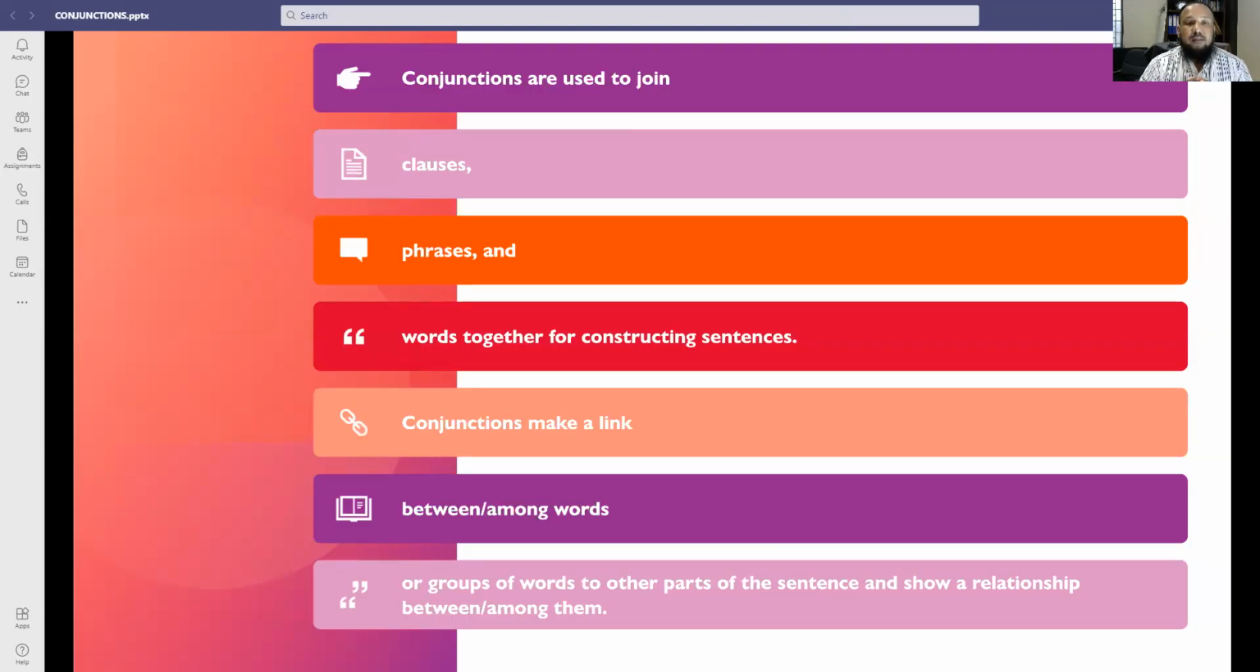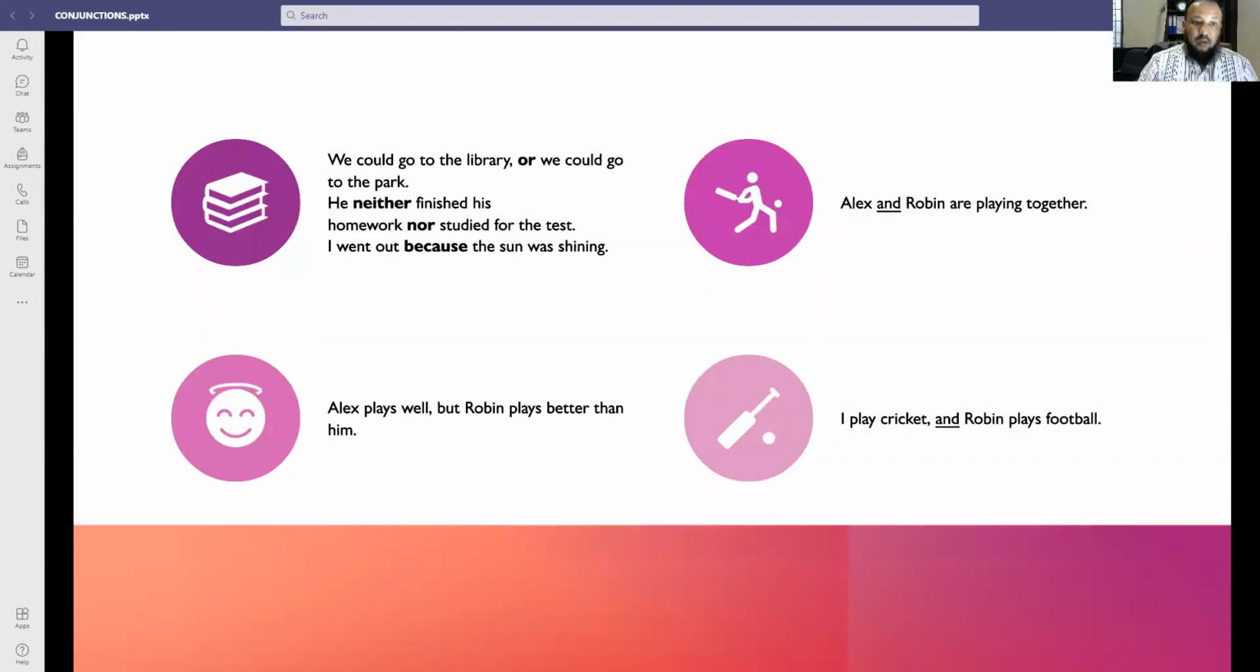Conjunctions are used to join clauses, phrases, and words together for constructing sentences. Moreover, conjunctions make a link between or among words or groups of words or other parts of the sentence and show a relationship between them. So we have examples like that. We could go to the library or we could go to the park.